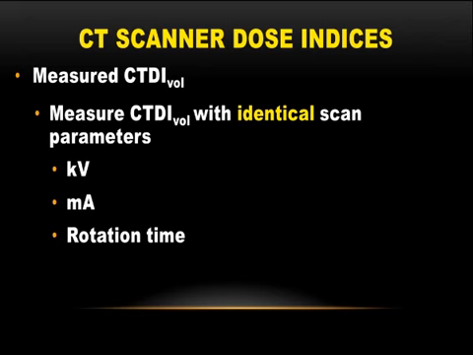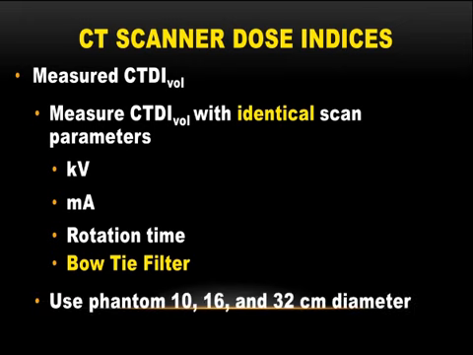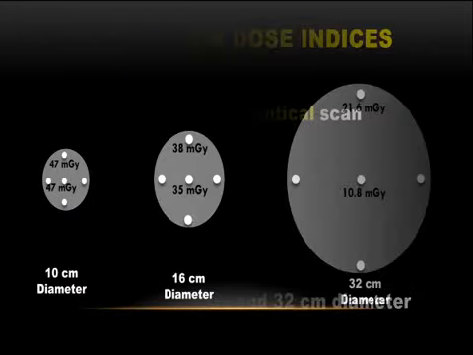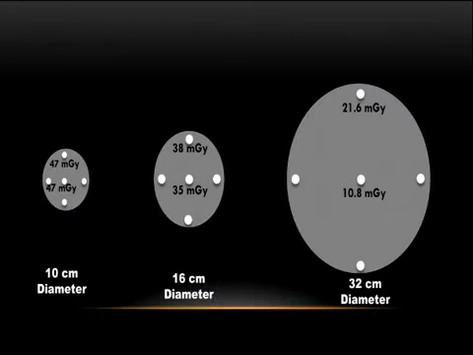I used the same kV, tube current, rotation time, and made sure I was using the same bow tie filter, which is not what you would necessarily do clinically as you're doing small patients, as you pick the field of view of the scanner, depending upon the design of the scanner. And I used 3 different phantoms. Because I used the same parameters for all 3 measurements, my machine is actually producing the same amount of radiation for all 3.